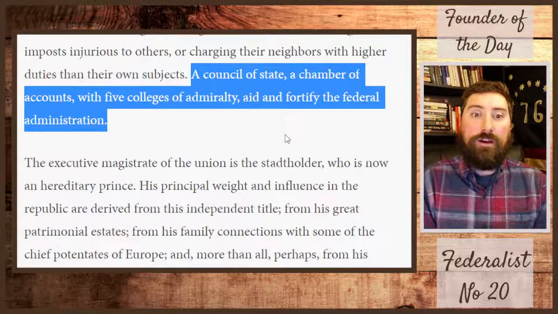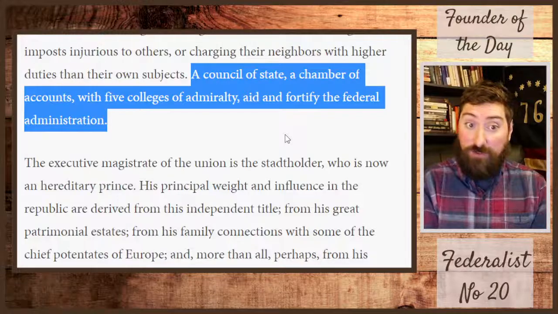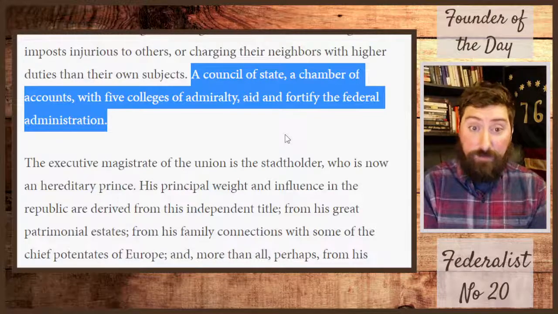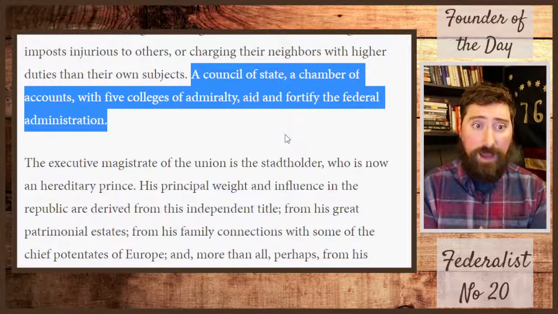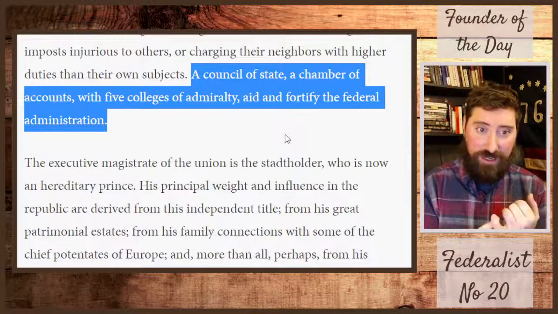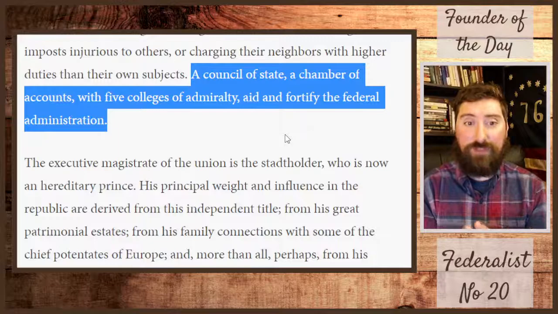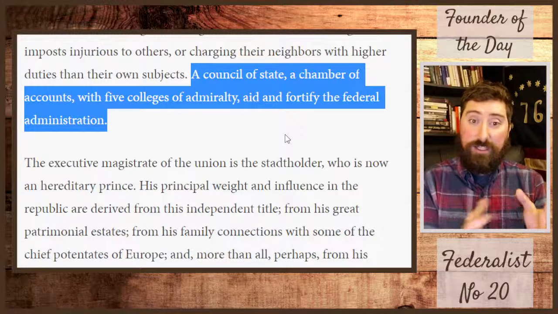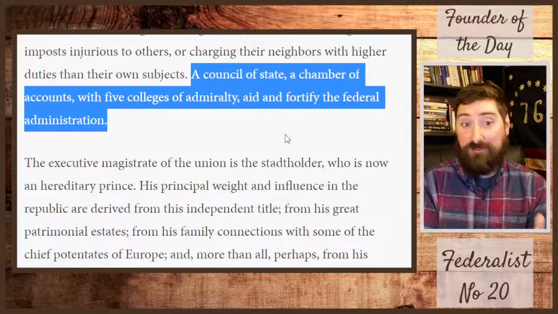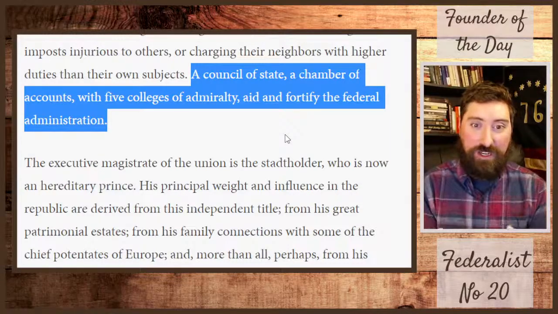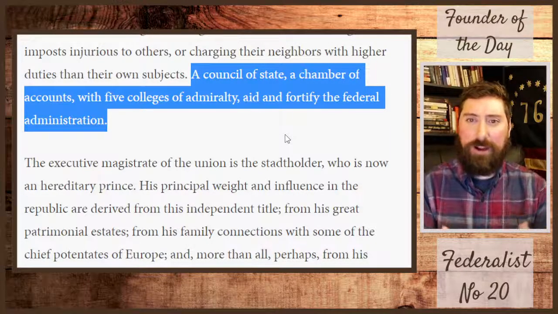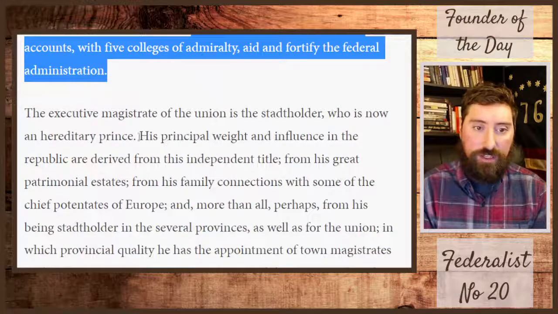A Council of State, a Chamber of Accounts, with 5 colleagues of Admiralty, aid and fortify the federal administration. So this federal administration, as he's calling it, the highest body of the Netherlands government, has a Council of State, a Chamber of Accounts, with 5 colleagues of admiralty. So essentially, two small councils and 5 admiralty colleges. They're kind of the bureaucracy, essentially, of the Dutch Republic.